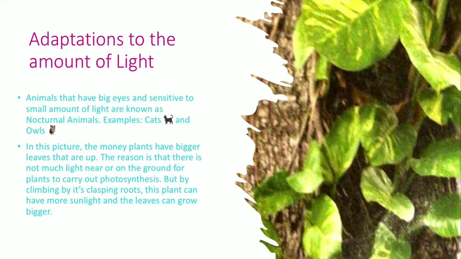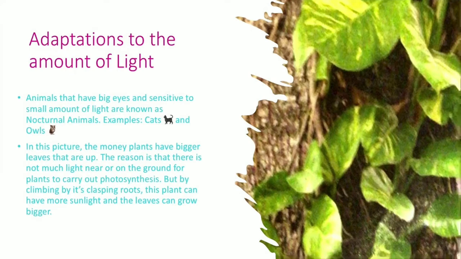In this picture, the money plants have bigger leaves that are up. The reason is that there is not much light near or on the ground for plants to carry out photosynthesis. But by climbing with its clasping roots, this plant can have more sunlight and the leaves can grow bigger.